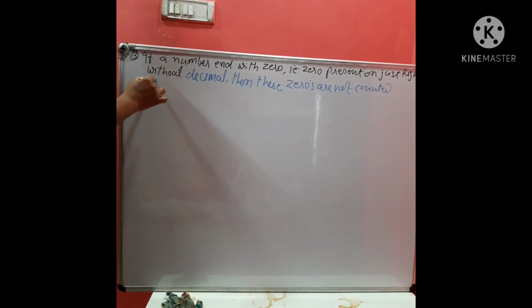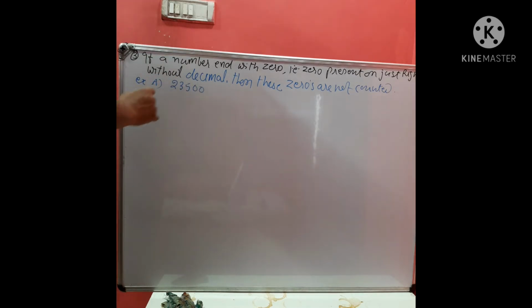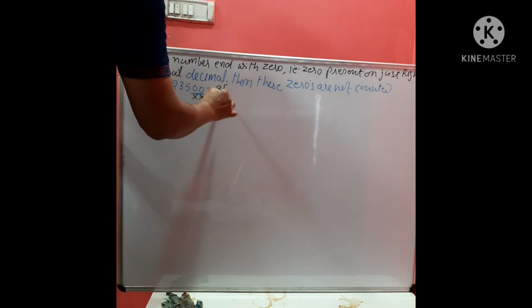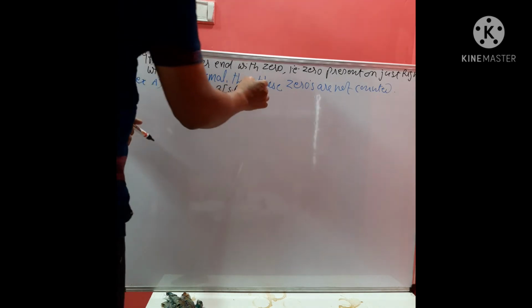Okay, example A, say 2, 3, 5, 0, 0. Now the number ends with 0, and these zeros are present on the right side without a decimal, so these zeros are not counted as significant figures. So the total significant figures will be 3 only.